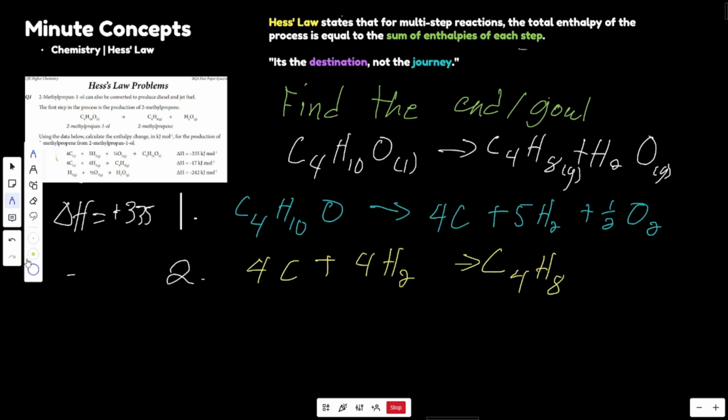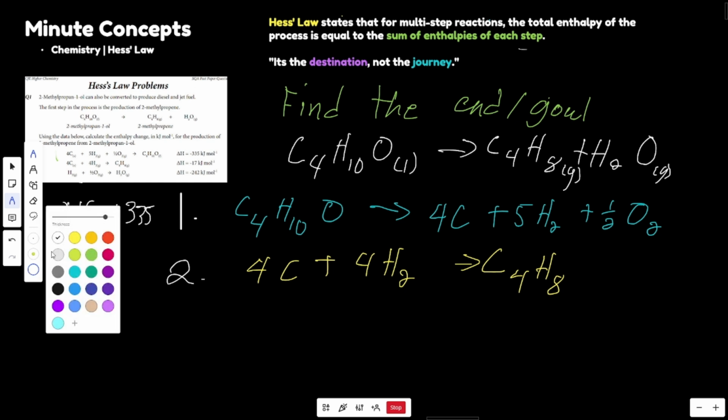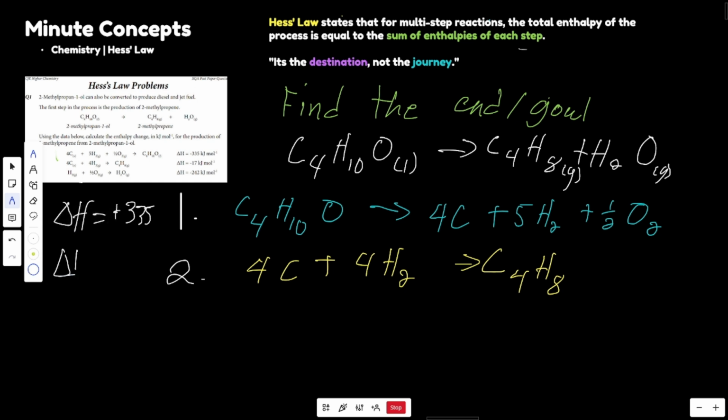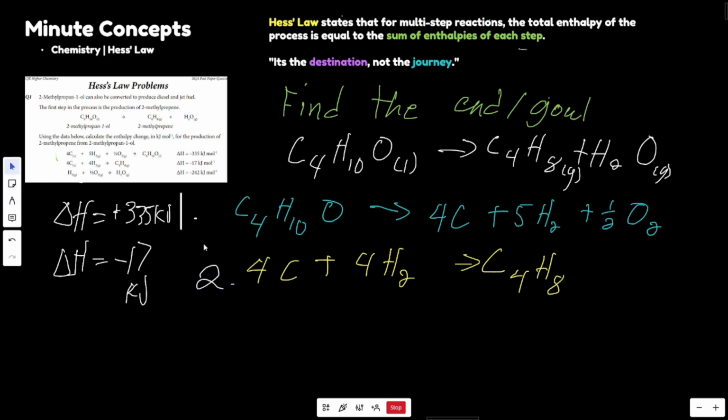So that means we don't do anything to our enthalpy. The enthalpy here is going to remain the same. It's going to be negative 17. These are all in kilojoules. Forgive my bad handwriting. Okay. Right there.